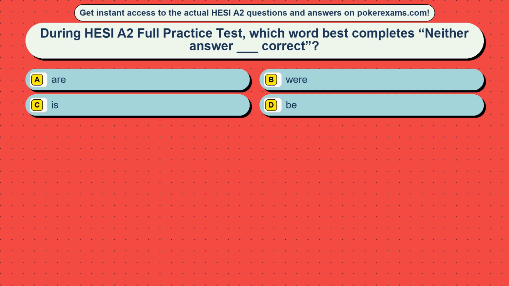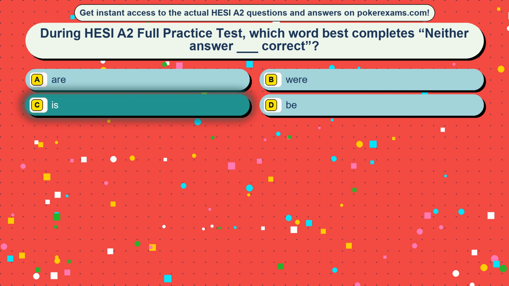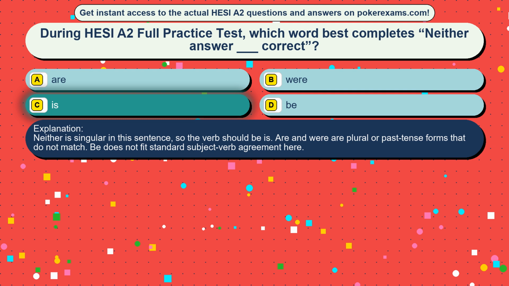Question 1. During HESI A2 full practice test, which word best completes neither answer blank correct? Option A are, option B were, option C is, option D be. The correct answer is option C, is. Neither is singular in this sentence, so the verb should be is. Are and were are plural or past tense forms that do not match. B does not fit standard subject-verb agreement here.